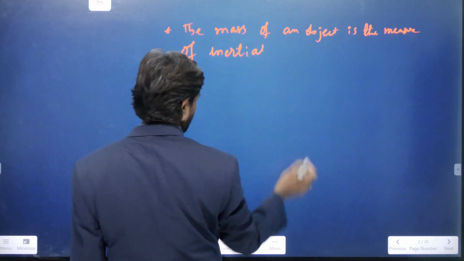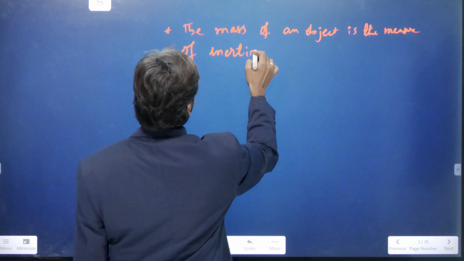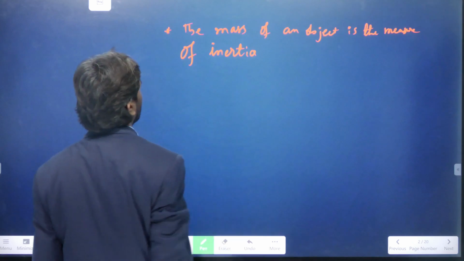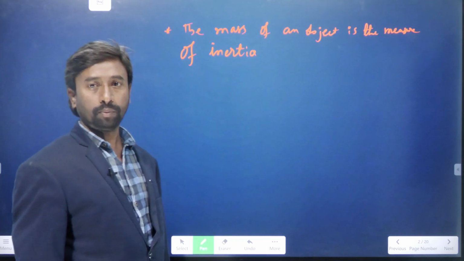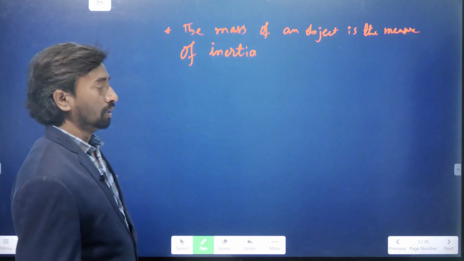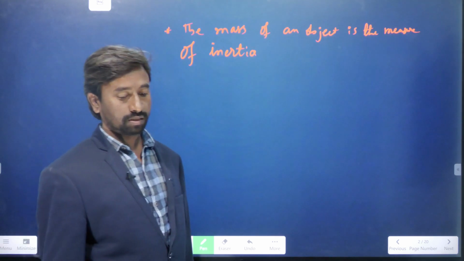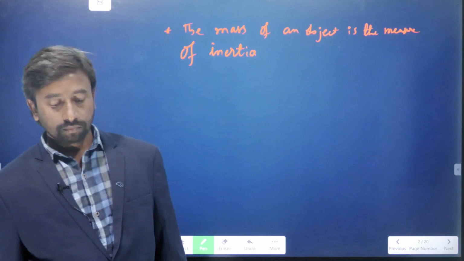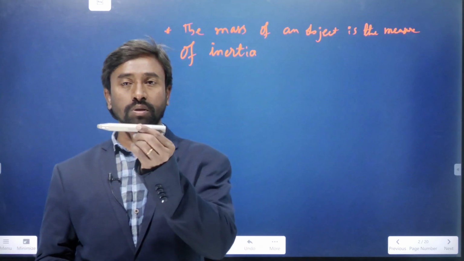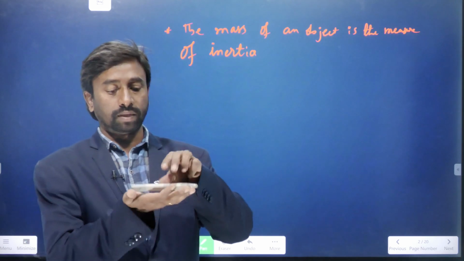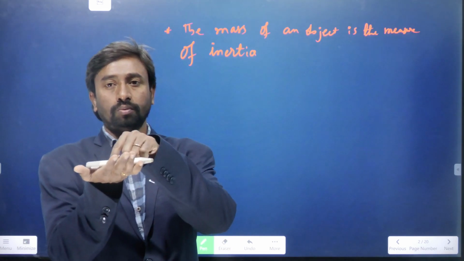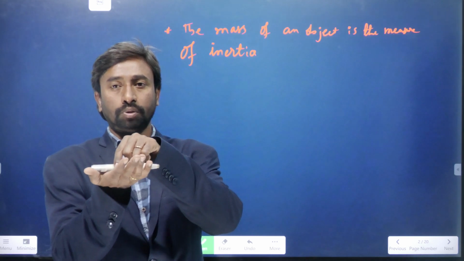So inertia is not a physical quantity, it is just a property of a body there. Then that inertia can be measured by the mass of the body. If the mass is more, then inertia will be more there. Suppose we can say it is very easy to move this object from here to here, or on the floor if it is placed there, and it is easy to change the position of this body there.